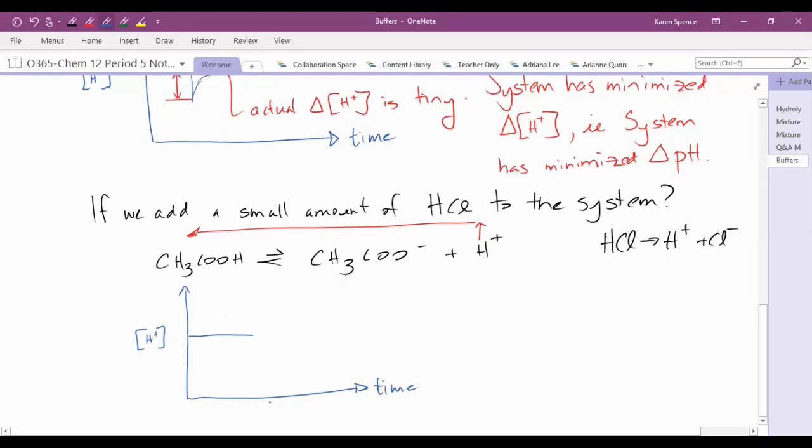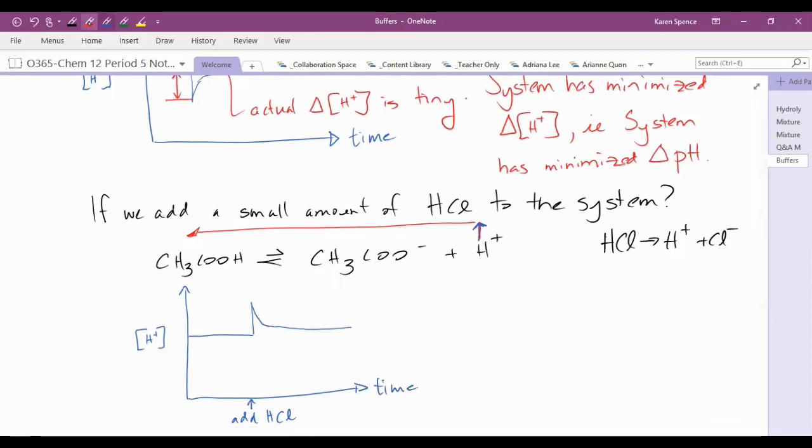There's our time. Here we add HCl. So initially, oh my goodness, there's a huge spike in the concentration of hydrogen, which means our pH is initially, just for a moment, going to go way, way down. Remember, as hydrogen concentration goes up, pH goes down. But then after that initial spike, the system's going to shift and we'll use up the H plus until it's almost back to its original value.